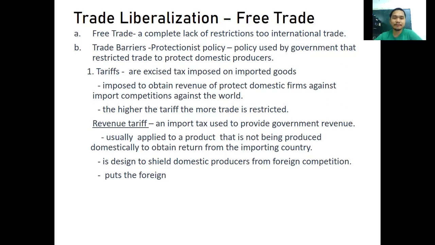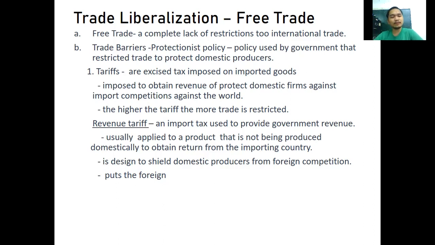So what is a tariff? Madungan man inyo sa tariffs. So tariffs, these are the excise tax imposed on imported goods. Kaya mao na ang mga tariffs. Excise tax nga gina-impose sa mga imported goods. It is imposed to obtain revenue or protect domestic firms against import competition from the world. So meaning, the higher the tariff, the more trade is restricted, of course.